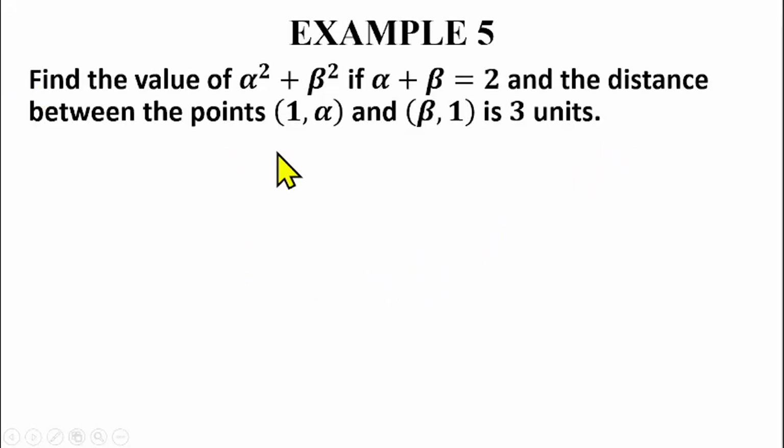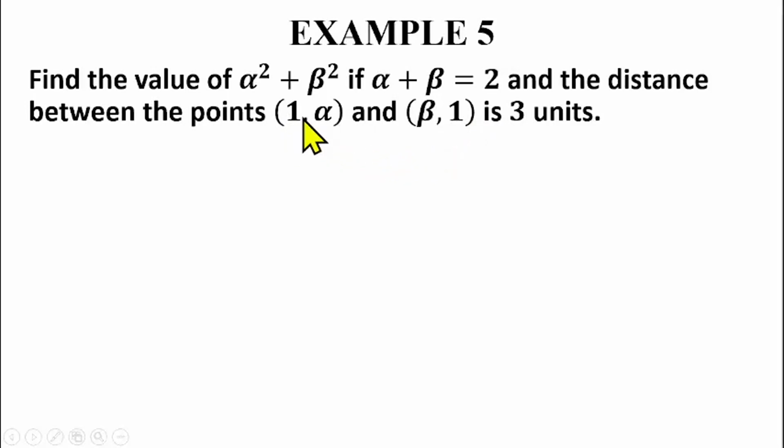So you can see another question that you could be asked, most especially for the mathematics student and the JAM student as well. We are to find the value of alpha squared plus beta squared if alpha plus beta is equal to 2 and the distance between the point this and this is equal to 3 units. Why is this question related to the topic we are talking about now? This is where it is from here, the distance between this and this, and don't forget that these are coordinates.